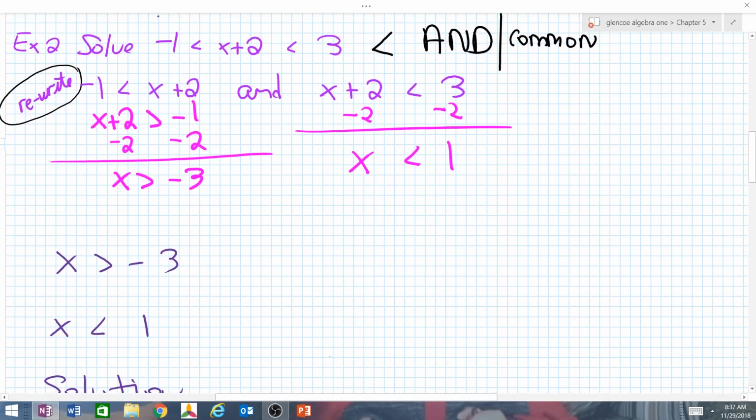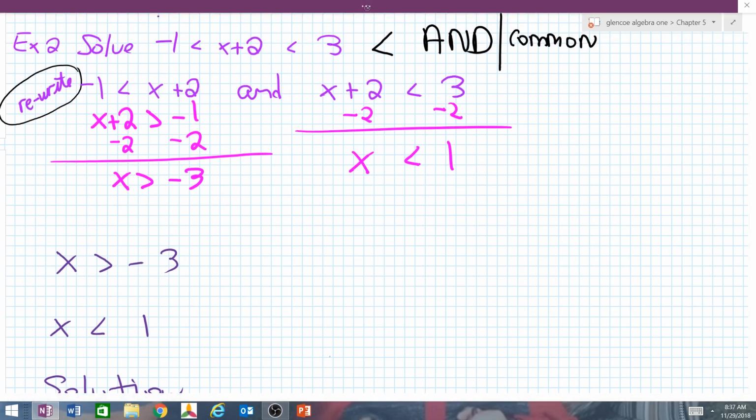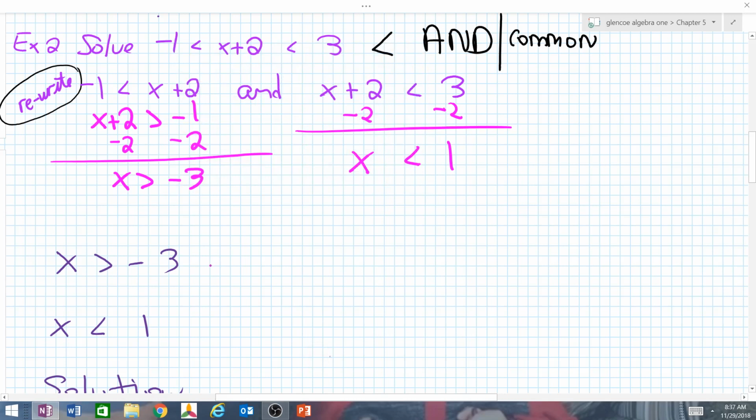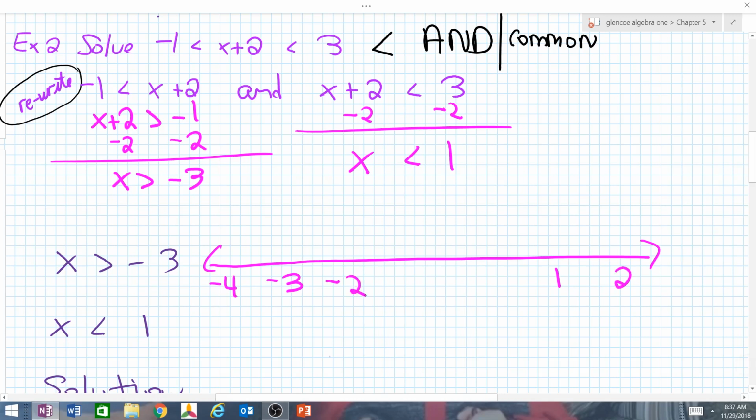Okay. So let's go nice and easy, and let's graph them. X is greater than -3. And x is less than 1. So everybody just stop for a minute and look up here. Since -3 is going to be our left-hand boundary and +1 is going to be our right-hand boundary, I always try to go one less and one more on my number line. Does that make sense?